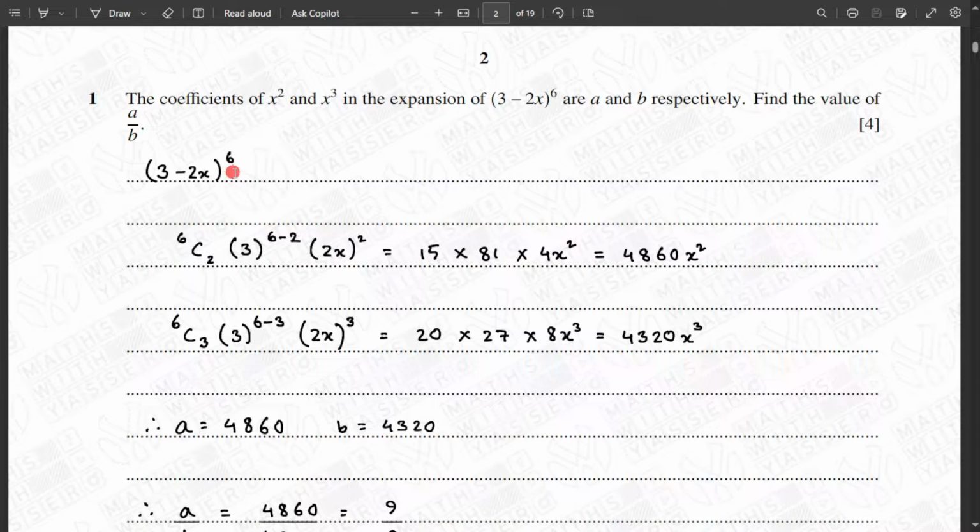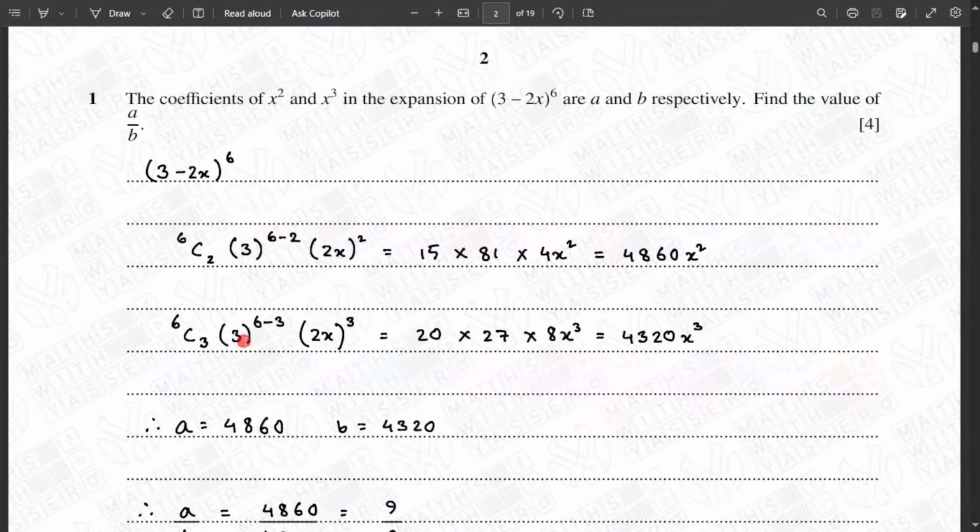In order to get the coefficient of x squared, we need 6C2 because this 2 will be the power of (2x) squared. Eventually we will get x squared. So 6C2, then 3 to the power 6 minus 2, and (2x) squared. 6C2 will be 15, 3 to the power 4 will be 81 and (2x) squared will be 4x squared, which gives us 4860 x squared.